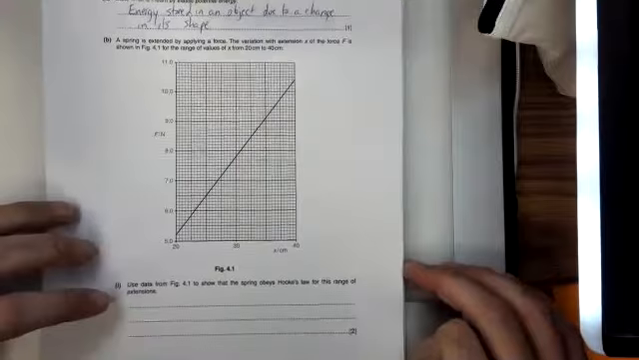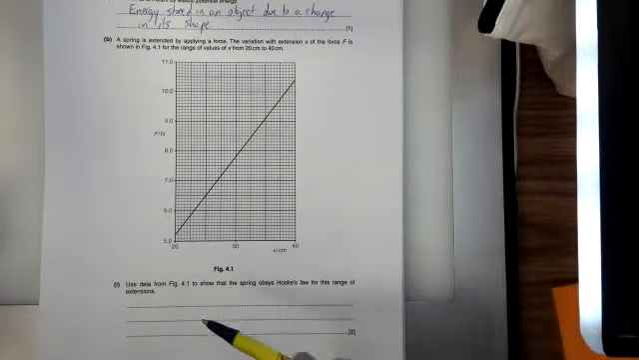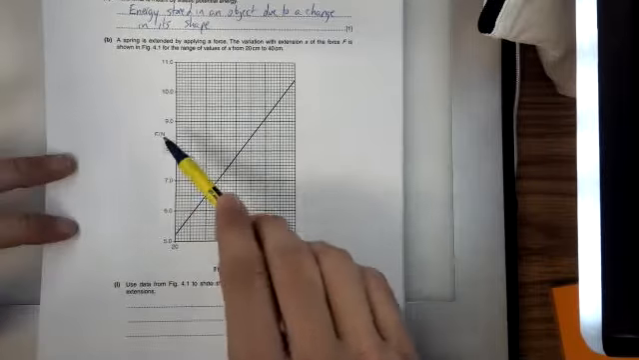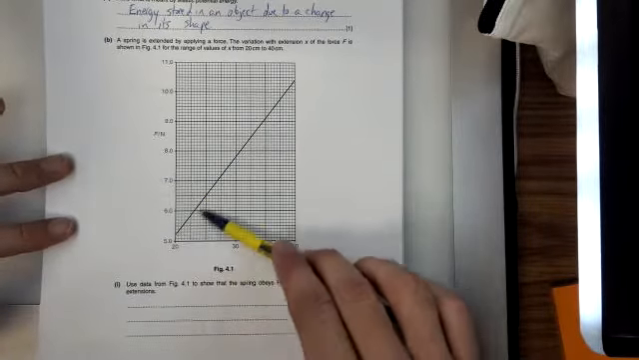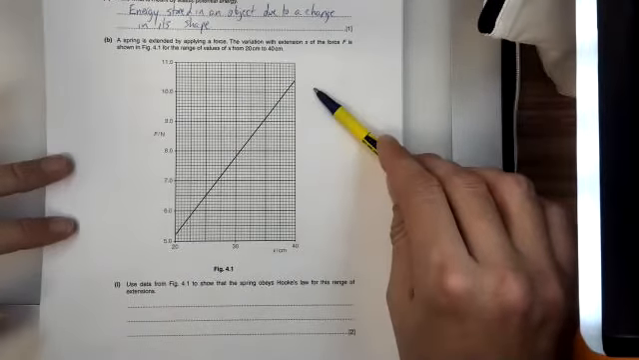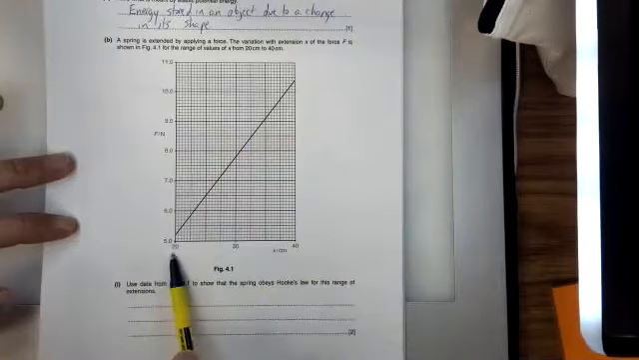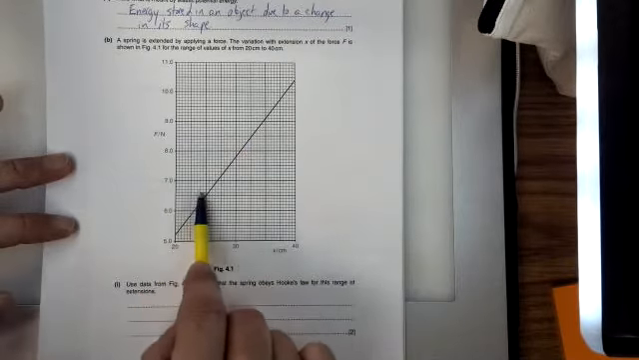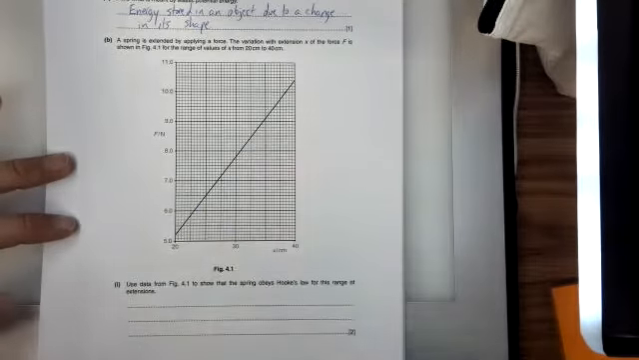Okay. It says use data from figure 4.1 to show that the spring obeys Hooke's law for this range of extensions. We say that a spring obeys Hooke's law when the force applied is proportional to the extension. So by inspection, we can look at this and go, yep, that's a line that obeys Hooke's law. If this is a straight line, then the force is proportional to the extension, right? So for a given increase here, we get a proportional increase in the force, or for a given change in the force, we get a proportional extension. That's because this is a straight line.